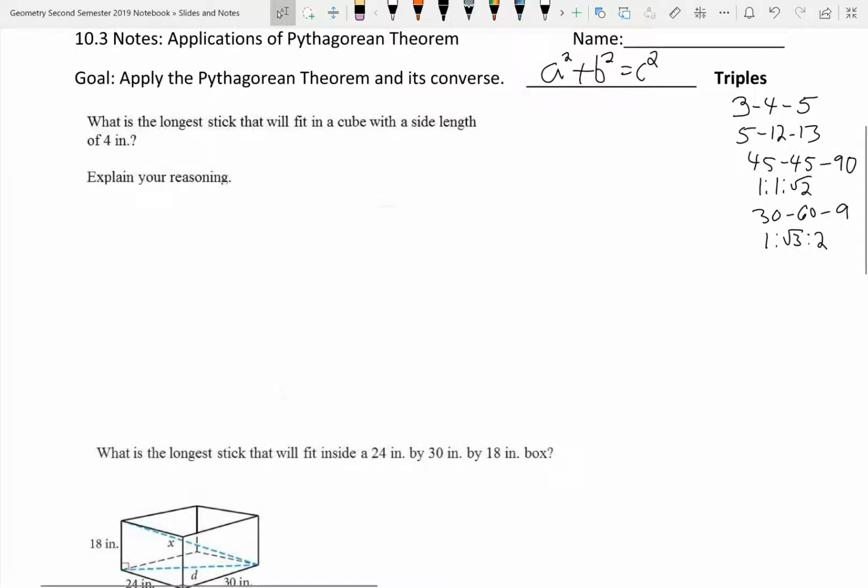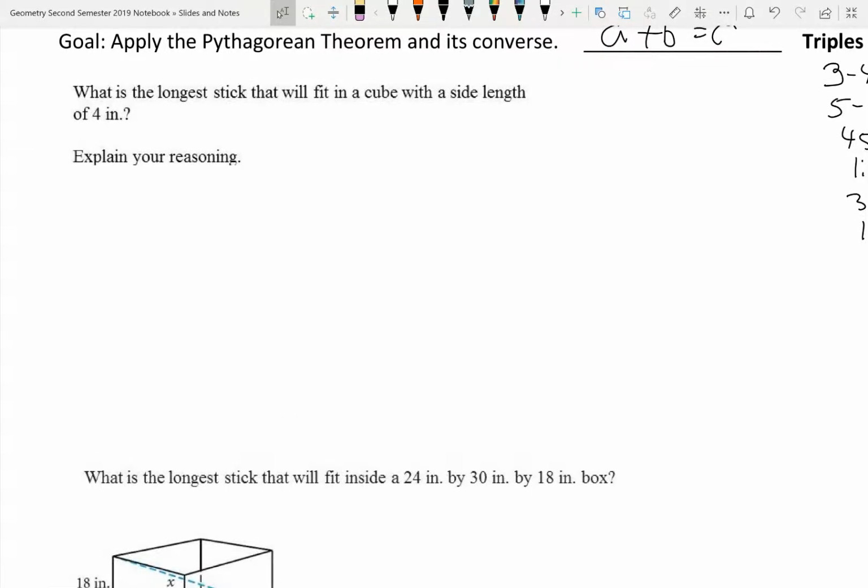So let's start with the first one. What is the longest stick that can fit in a cube with a side length of 4 inches? Go ahead and draw a rough sketch of a cube. Okay, so 4, 4, 4. Every side length is 4.